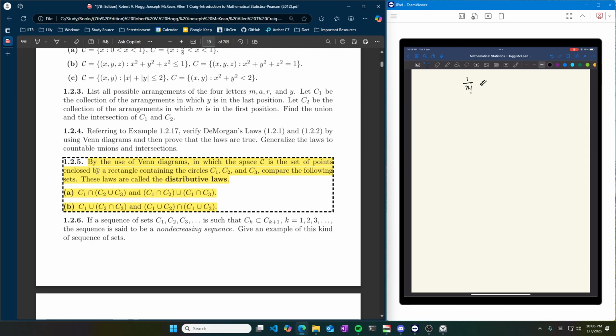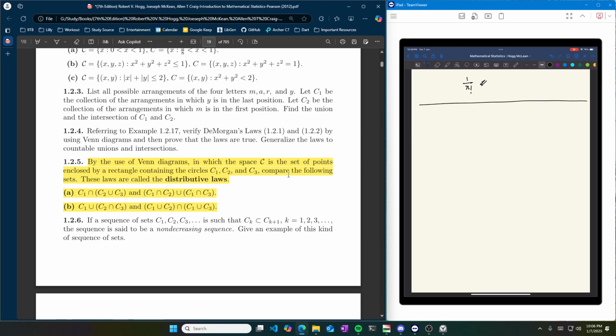Let's look into this. By use of Venn diagrams, in which the space C is the set of points enclosed by a rectangle containing the circles C1, C2, C3, compare the following sets. These laws are called the distributive laws. So C1 intersection C2 union C3. We'd use a Venn diagram because that's the easiest thing.